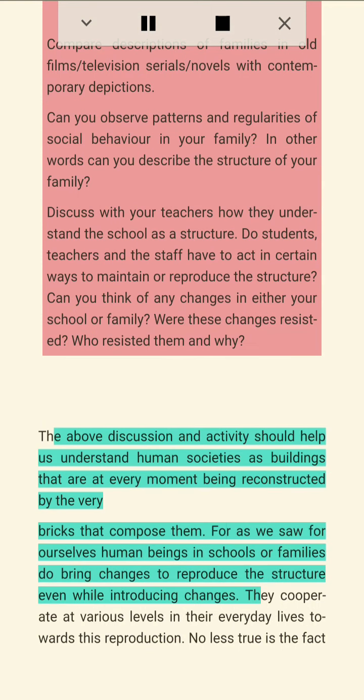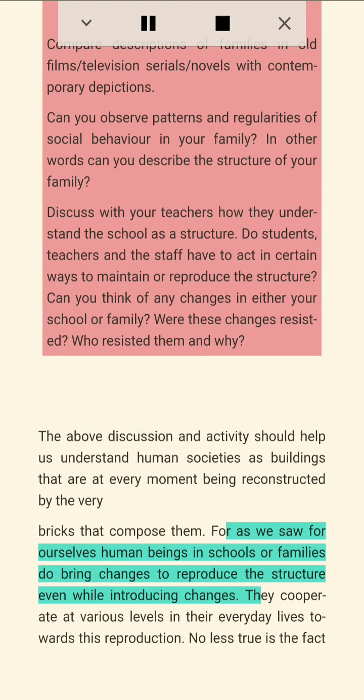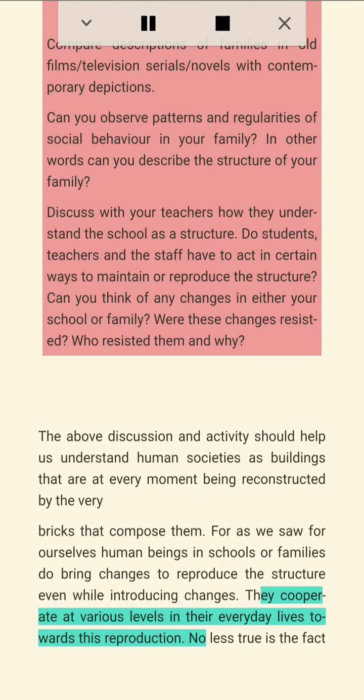The above discussion and activity should help us understand human societies as buildings that are at every moment being reconstructed by the very bricks that compose them. For as we saw for ourselves, human beings in schools or families do bring changes to reproduce the structure even while introducing changes. They cooperate at various levels in their everyday lives towards this reproduction.